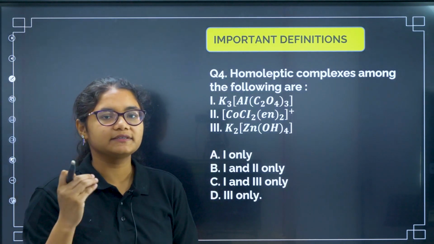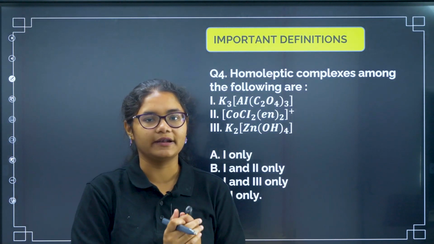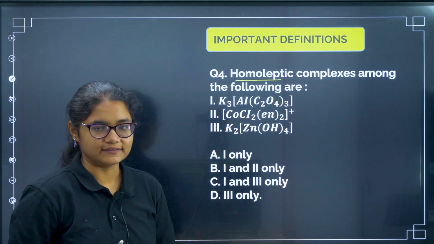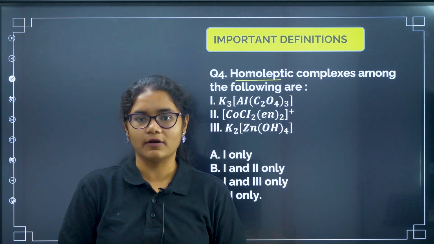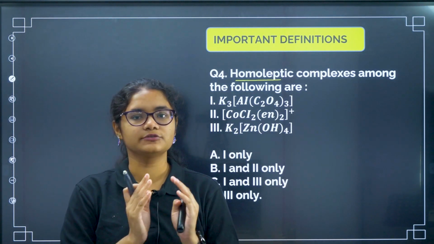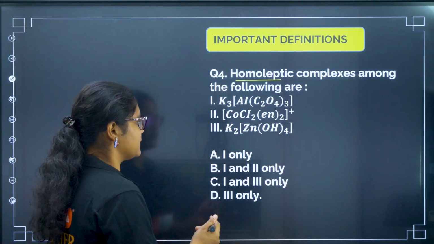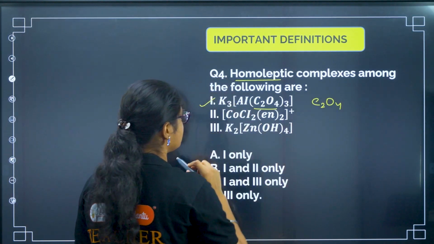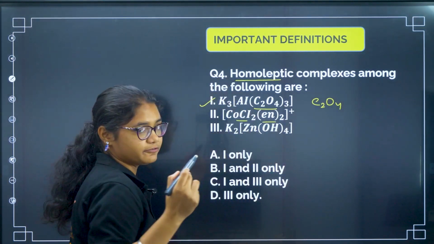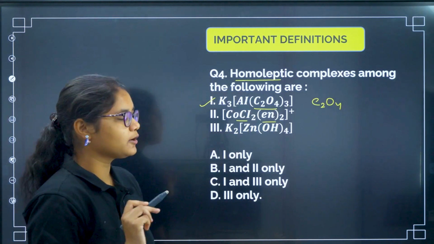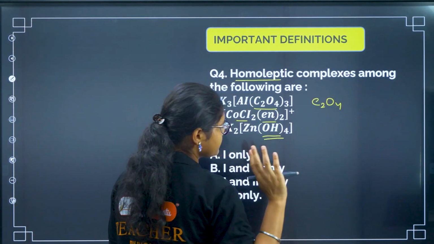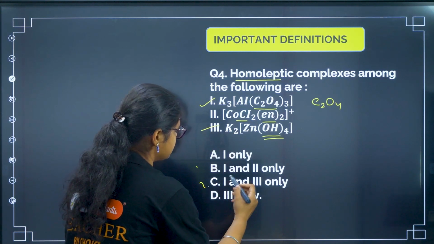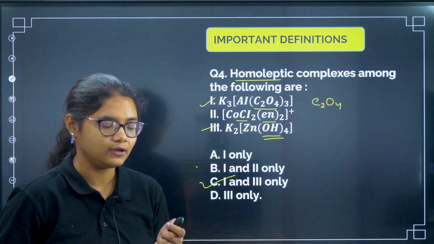Now the next topic is important definitions. Some questions are related to definitions. Homoleptic complexes among the following is. You can do this question only if you know what a homoleptic complex is. All the ligands should be the same. Here you see all 3 ligands are C2O4, so this is a homoleptic complex. Here we have 2 different types of ligands, so it is a heteroleptic complex. And here also we have 4 OH, that is a homoleptic complex. So the correct answer for this question is option C, that is 1 and 3 only.